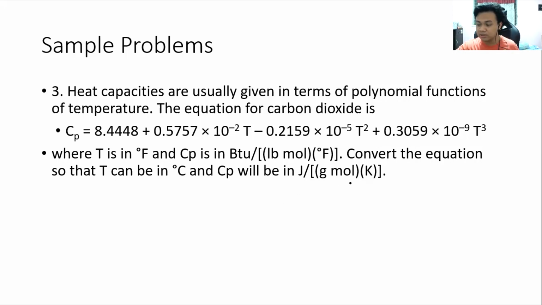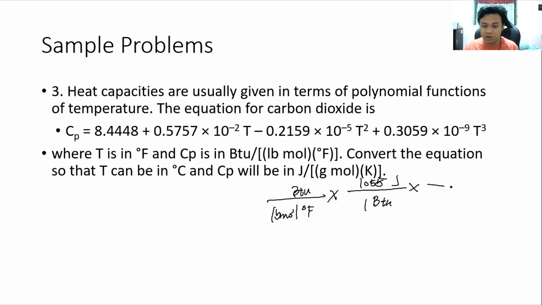So still the same procedure. Make a conversion factor. Okay, so what we have here is Cp in BTU per lb mole per degrees Fahrenheit. So this is in difference. Okay. So 1 BTU is equal to 1055 joules. And then we'll have to convert into gram moles. So 1 pound mole is equal to 454 gram mole.